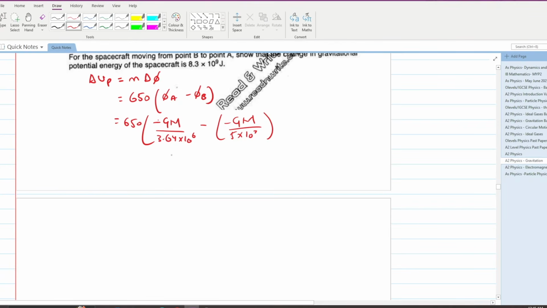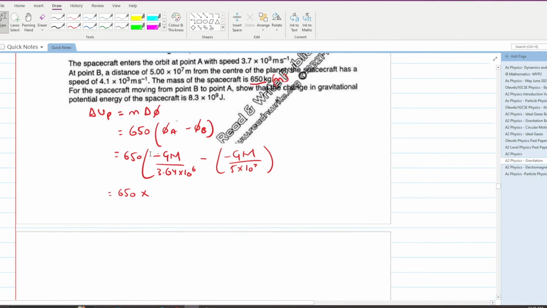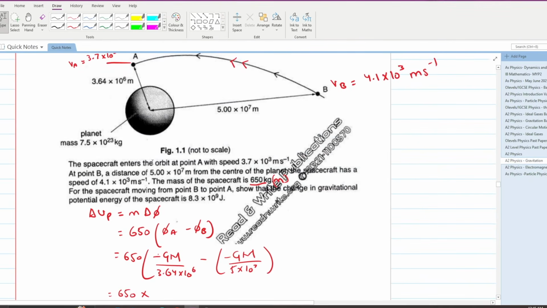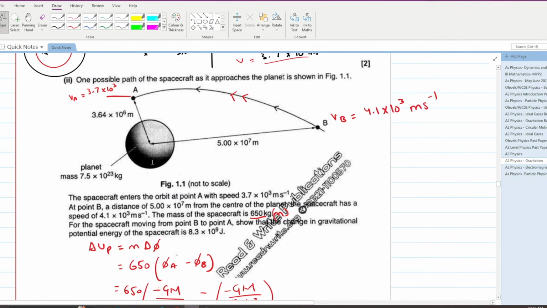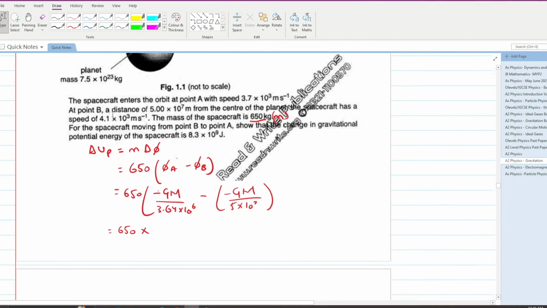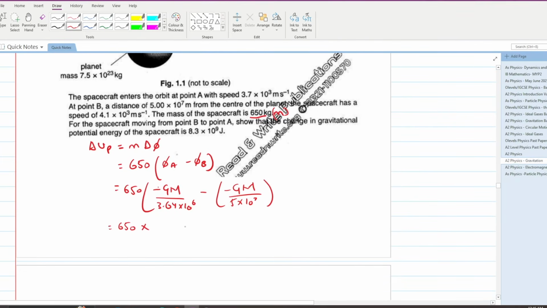Let's first of all take GM common. 650. I think again we will have a negative answer. Why can I tell that we will have a negative answer before even calculating? Because the initial distance between the planet and the point was 5 into 10 raised to the power 7, and the final distance has become less. What have I told you? Whenever we move toward the planet, our gravitational potential energy will decrease. So let's see. I am hoping for a negative answer here.